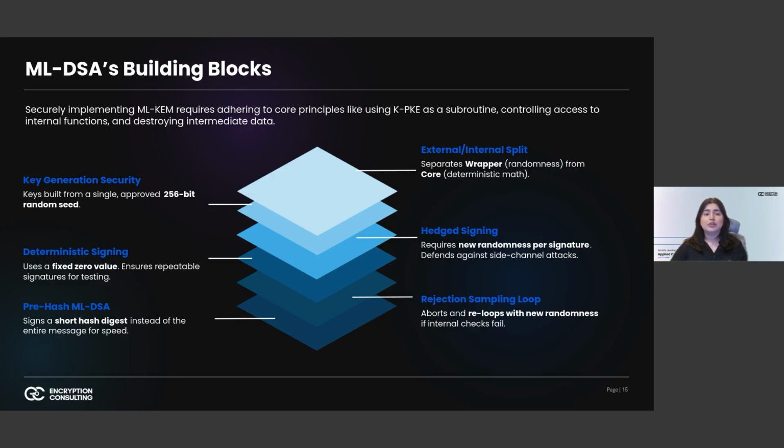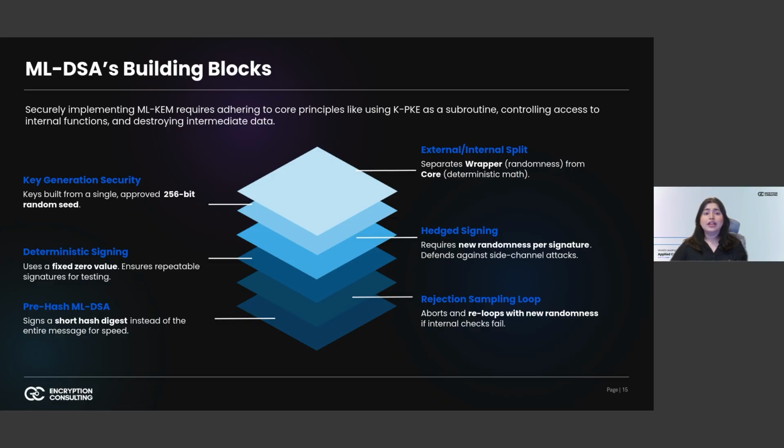The internal component is the pure math engine. It's entirely deterministic. The same input always produces the same output. This separation is crucial for compliance as it allows auditors to focus validation entirely on the predictable, unvarying mathematical code.